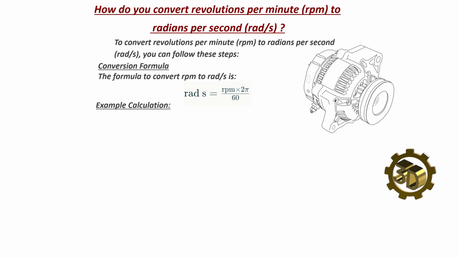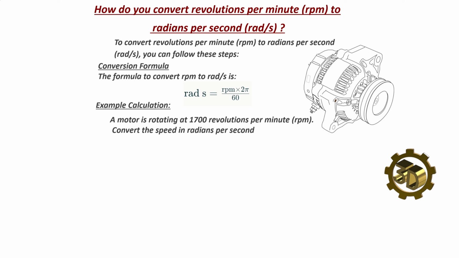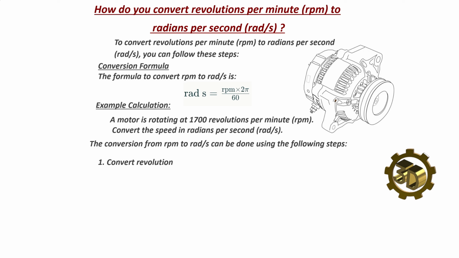Example calculation. A motor is rotating at 1,700 revolutions per minute. Convert the speed to radians per second. The conversion from RPM to radians per second can be done using the following steps. Convert revolutions to radians. 1700 times 2 pi is equal to 1,700 times 2 pi radians per minute.